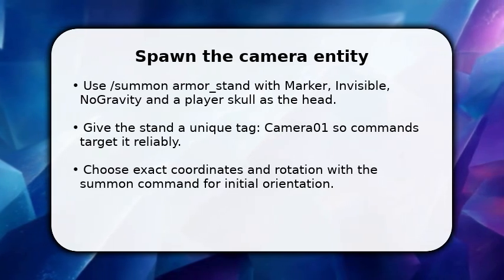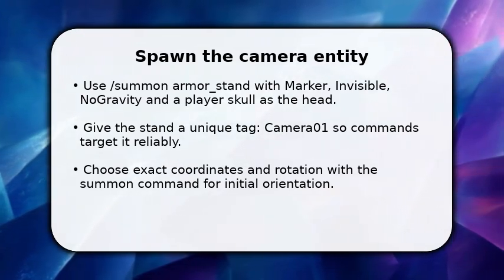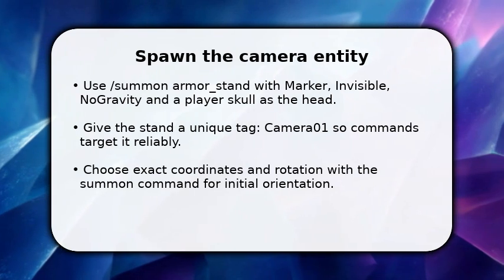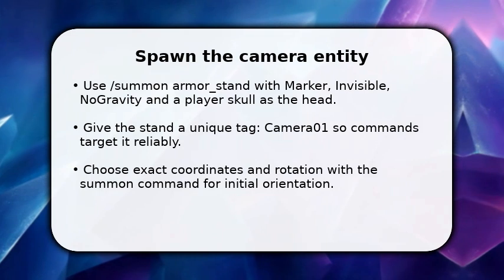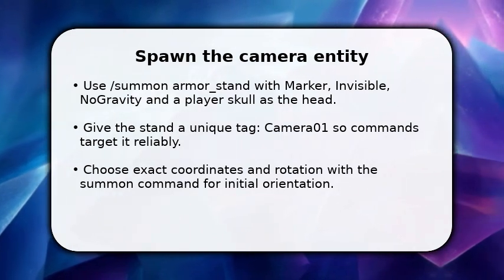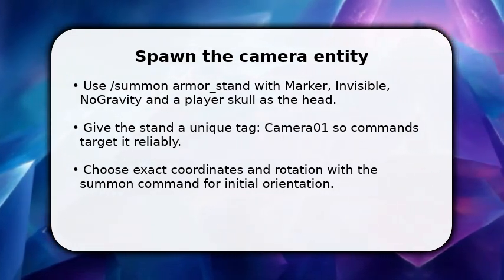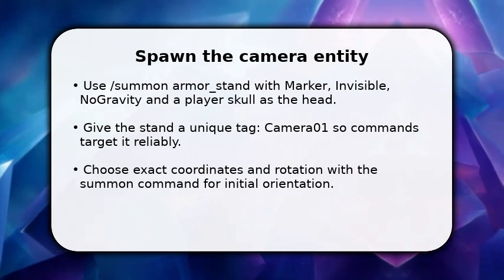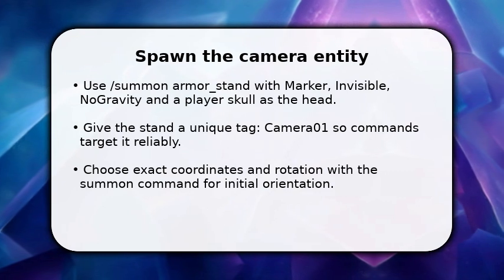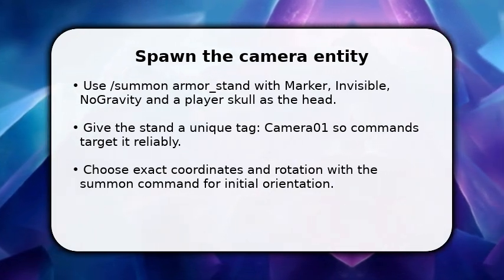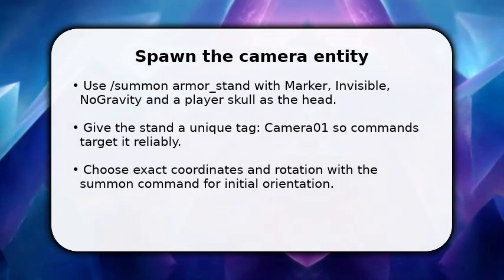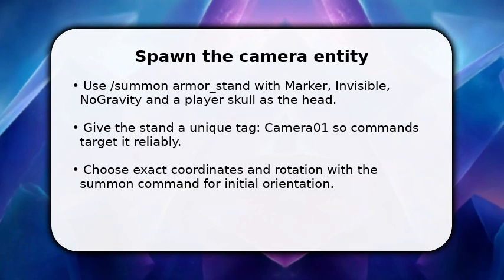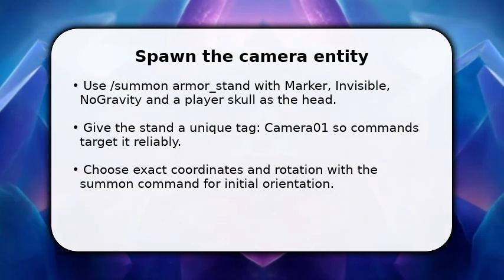Enjoy the video. You start by summoning the camera as an armor stand so it behaves like a fixed camera. Run /summon armor_stand ~ ~ ~ {Marker:1b,NoGravity:1b,Invisible:1b,Tags:["camera01"],ArmorItems:[{},{},{},{id:"minecraft:player_head",Count:1b}]}. This gives you a non-physical rotatable entity. Once done, tag it and pick precise coordinates because orientation matters for line of sight. Make sure to use a player head or custom texture so it reads visually as a camera on screen.